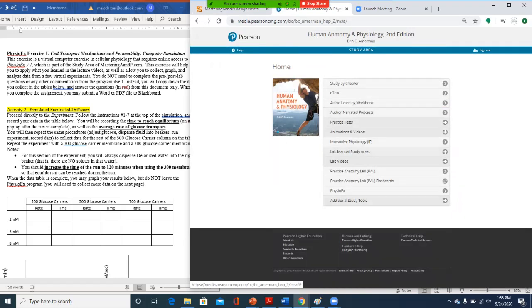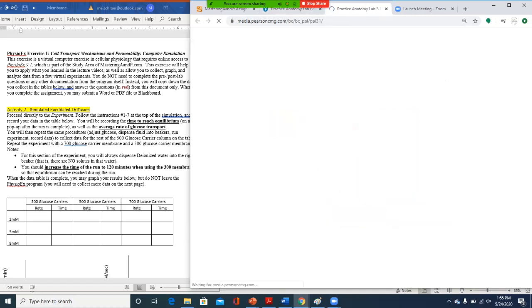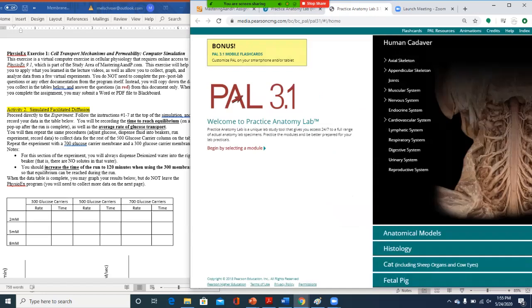Also, if you are trying to study for the histology lab quiz that's coming up at the end of this week, Practice Anatomy Lab is a program that I think is excellent.